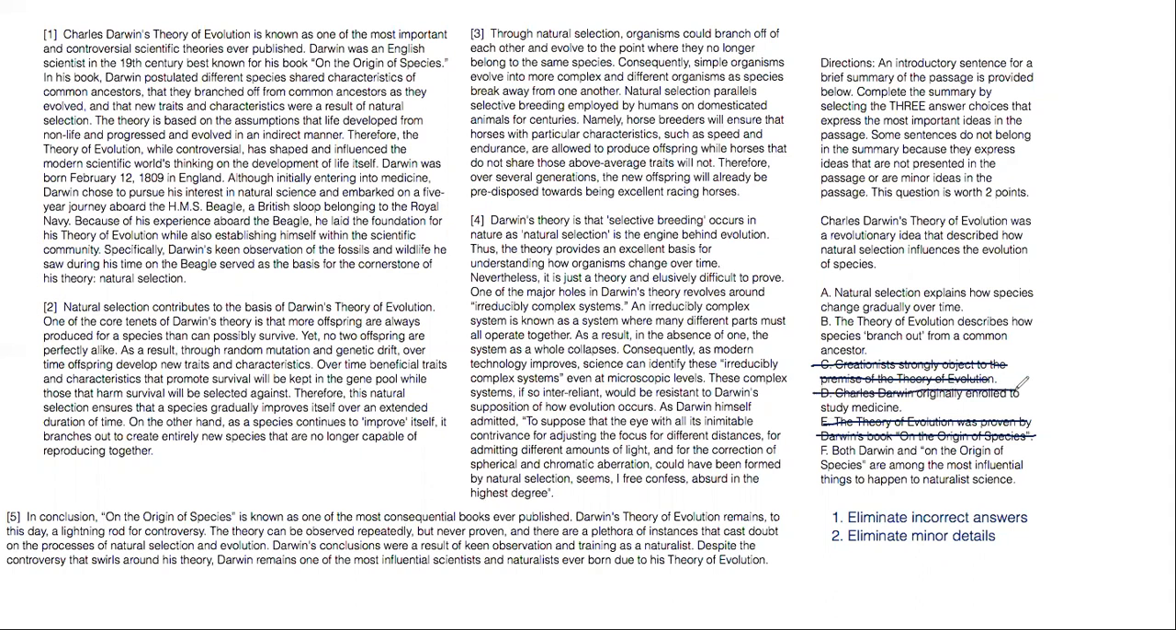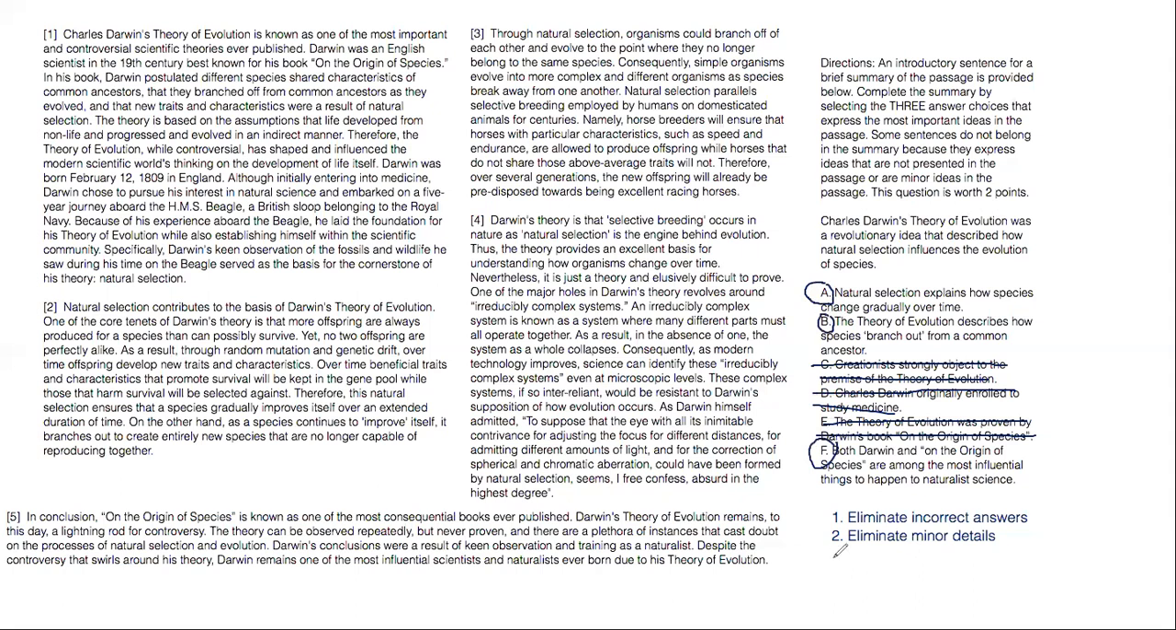So we can safely eliminate answer choice D, and that leaves us with our final third choice, which is both Darwin and On the Origin of Species are among the most influential things to happen to naturalist science. If we're double checking if that's true, it is true. It's stated in the passage quite a few times, so we can confidently choose answer choices A, B, and F as our 3 sentences which summarize this whole passage.